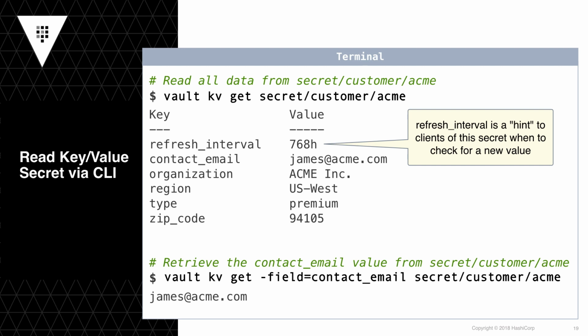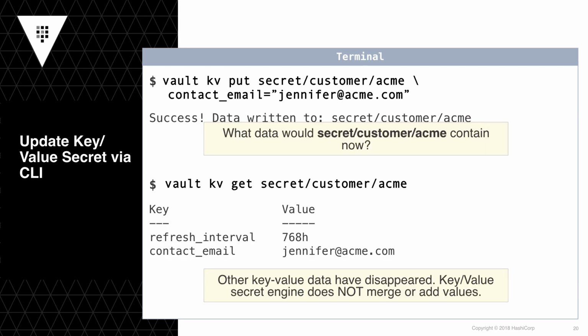Retrieving secrets back out of the KV secret engine is simple and intuitive. The first example shows how to retrieve all key-value pairs stored under the secret/customer/acme path. The second example demonstrates how to selectively retrieve just the value stored against the contact email key.